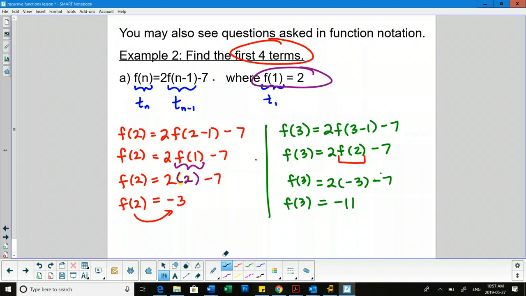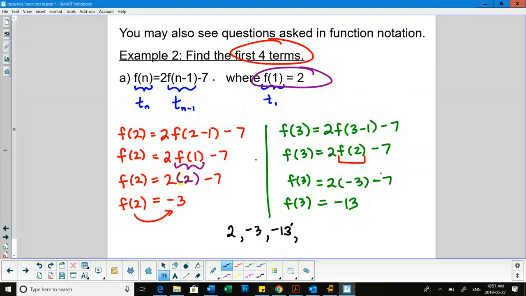Okay, so I think we get the idea here. My first 3 terms are 2, negative 3, negative 11. If I want to continue this sequence, by all means, you can do a 4th substitution into the formula. But I think we get the idea. We multiply by 2 and subtract 7.